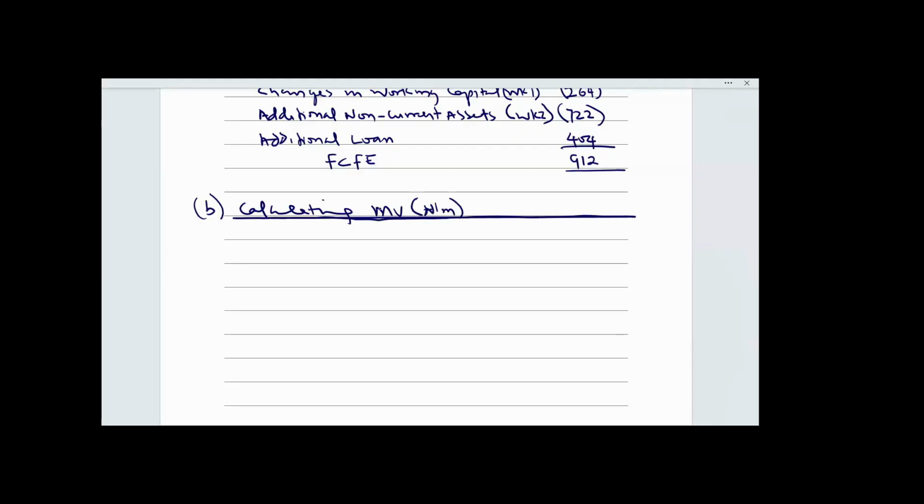Now, I need to go back to the question. I need to ascertain what the initial period is in this question. The examiner is telling you that the directors believe that the free cash flow to equity will grow by 18% for the next 5 years. So the current free cash flow to equity of 912 will grow by 18% for the next 5 years. That means the initial period is for 5 years. So I would say year 1, year 2, year 3, 4, and then year 5.